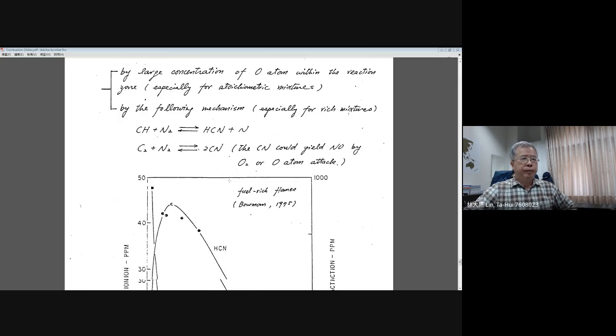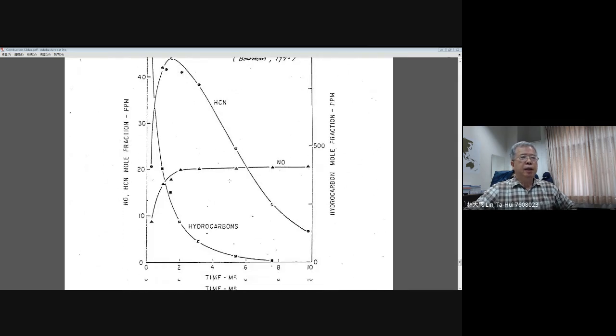Okay, then you can look at the procedures for the prompt NO formation. This time scale represents the chemical reaction going through this time variation. You can treat it as the position of your premixture. Okay, and there are the mole fractions for NO and HCN. From zero, we start, and you can treat it as the position of your premixed flame, very close to the upstream side.